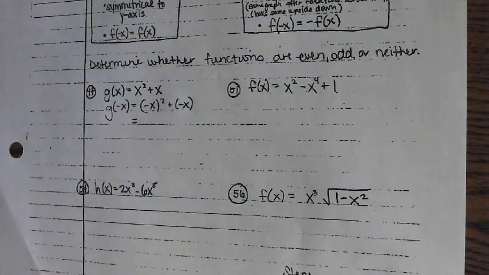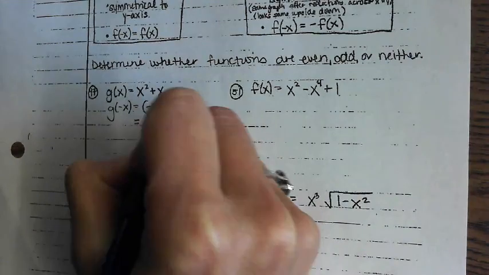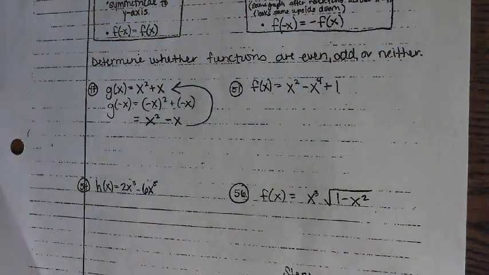Simplify it out. Now, when we square a negative x, we just get plain old x squared, and it's minus x. So, compare that to the original. If it's the same, it's even. If it's a negated version of it, it's odd. And if it's neither of those two scenarios, then it's neither. So, what do you think, Morgan? Neither. Very good.